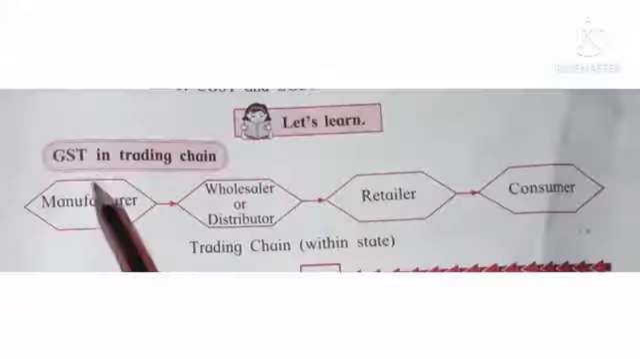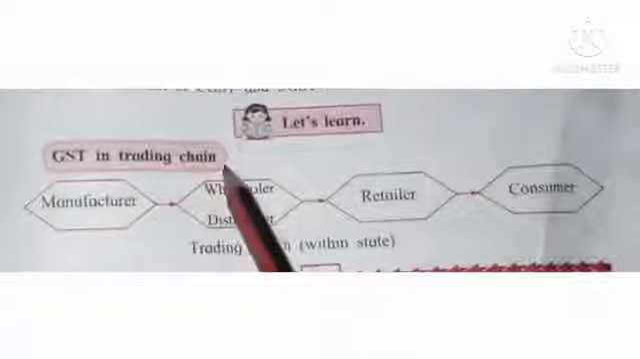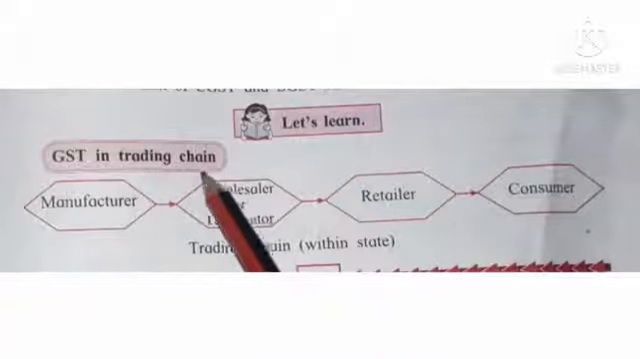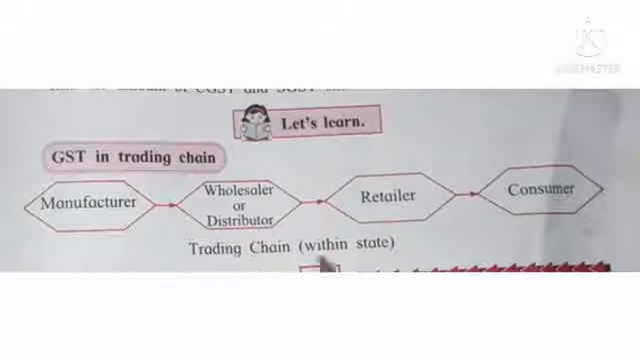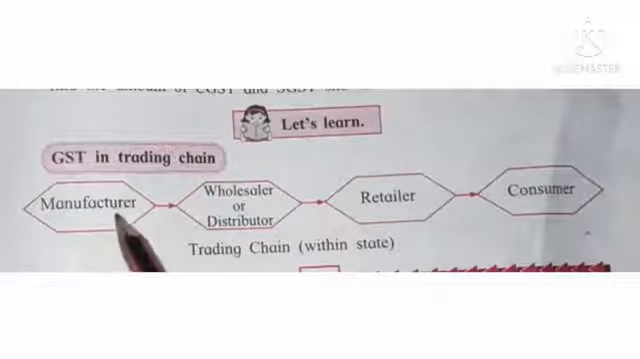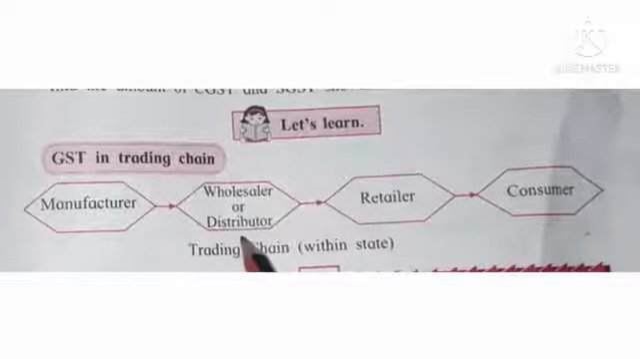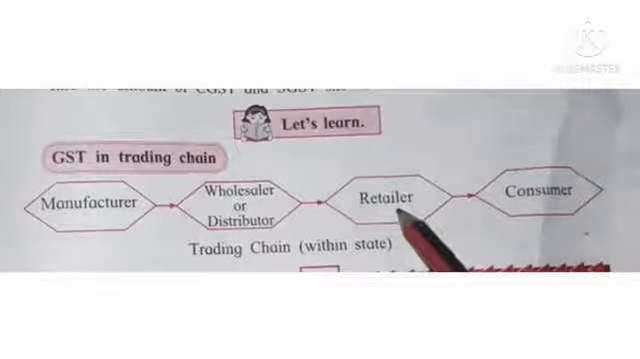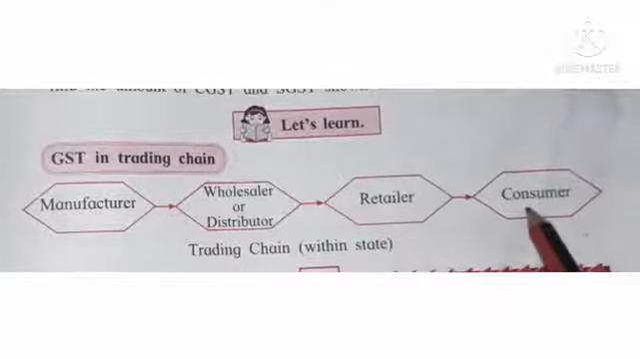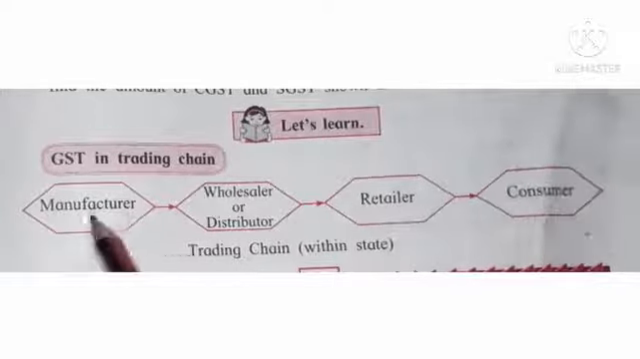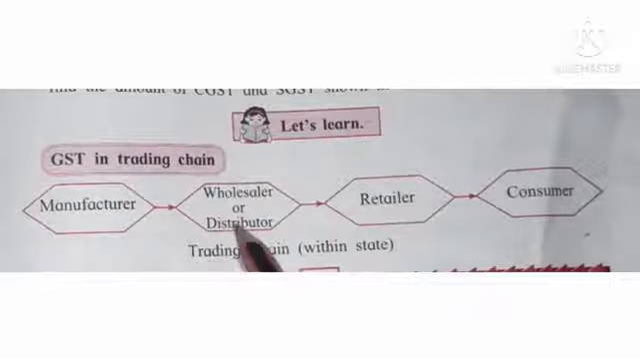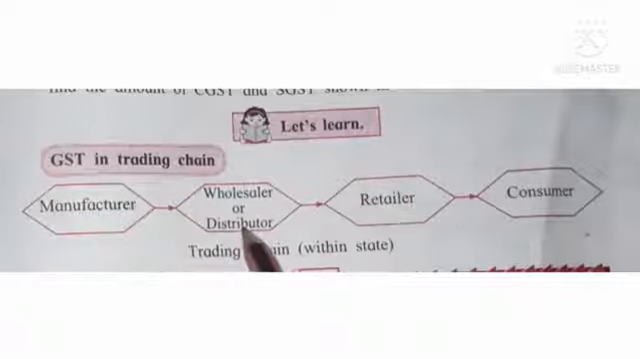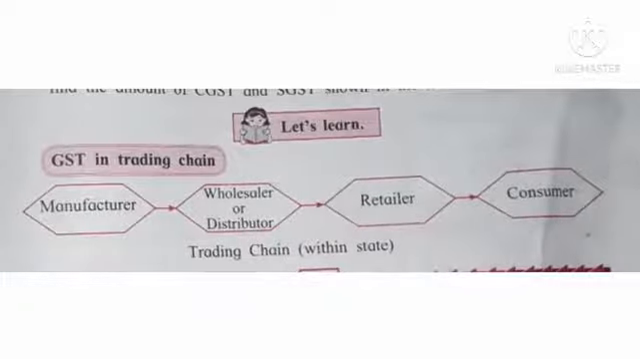So let's start. GST in the trading chain. What is meant by it? What is the chain of GST? See in this figure, the trading chain within a state is given. The product goes from the manufacturer to the wholesaler or distributor, from the distributor to retailers, and from retailers to consumers. So up to the consumer, this trading chain is applied. So it is called GST in the trading chain. GST is applied to all of this chain.